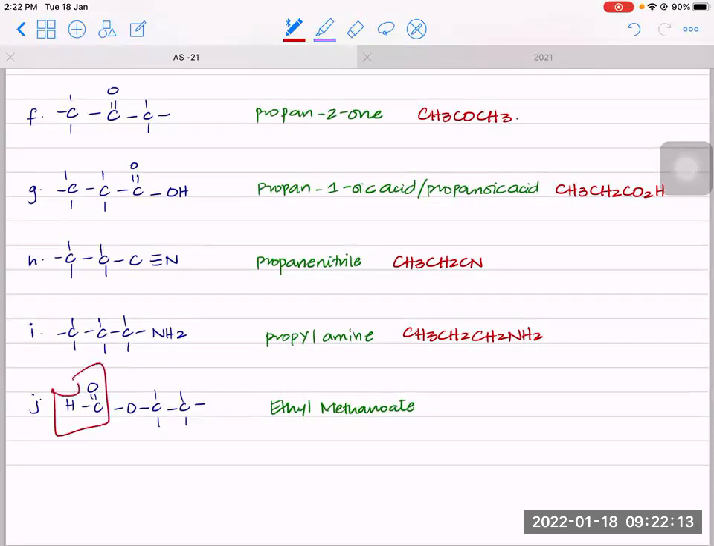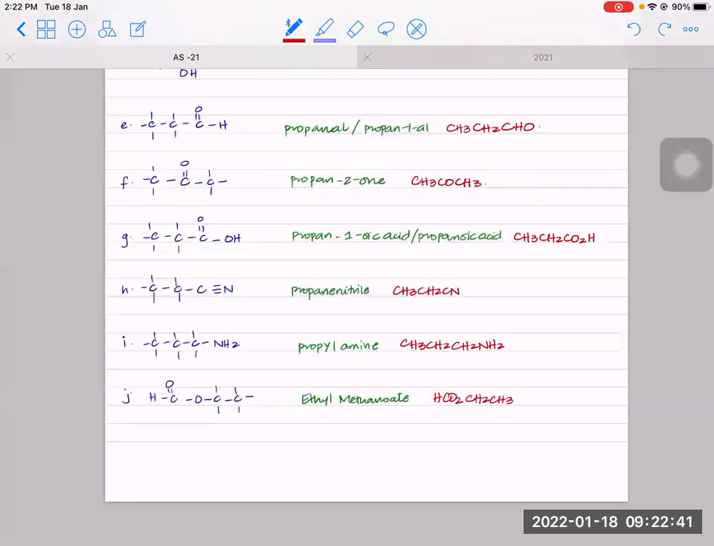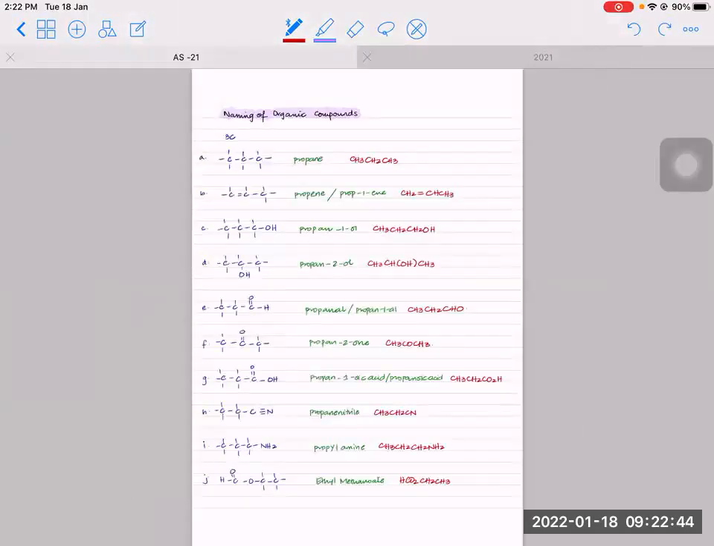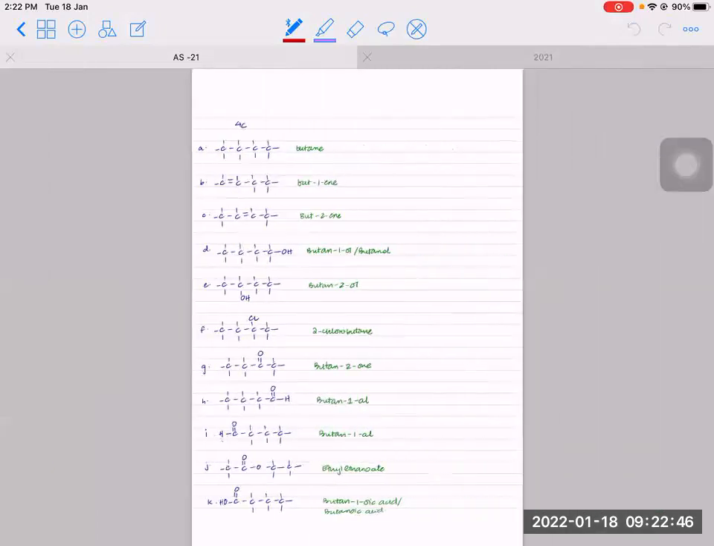Then again, we have an aldehyde. No, we don't have an aldehyde. We have an ester linkage. So how will we write the ester linkage? Let's see. You have an H. So you write the H. Then you have CO2. Then there's a CH2. And then there's a CH3. So H, CO2, CH2, CH3. That's how we write the structural formula. Is this clear?